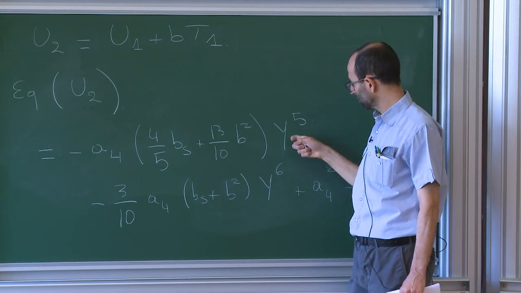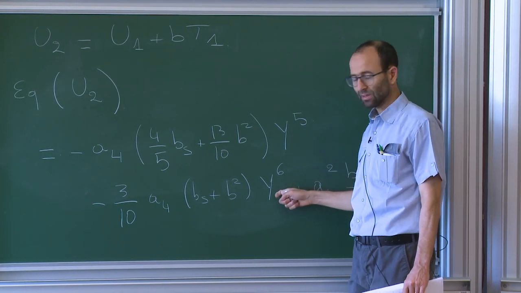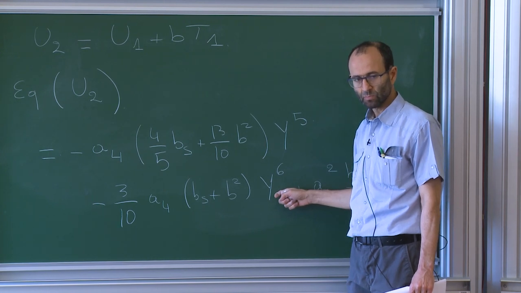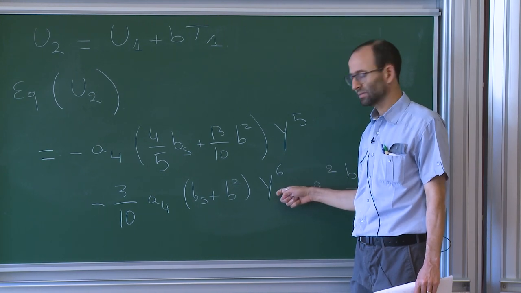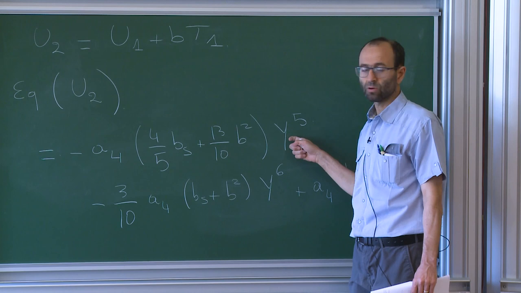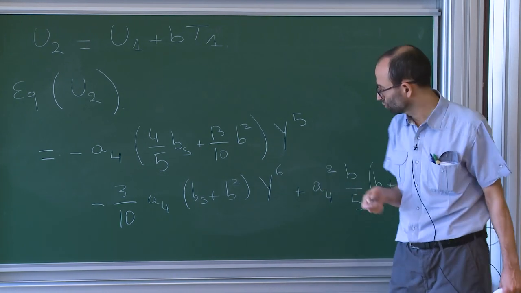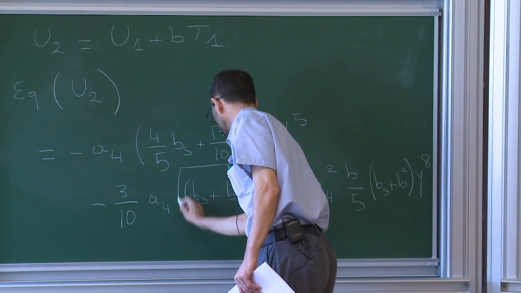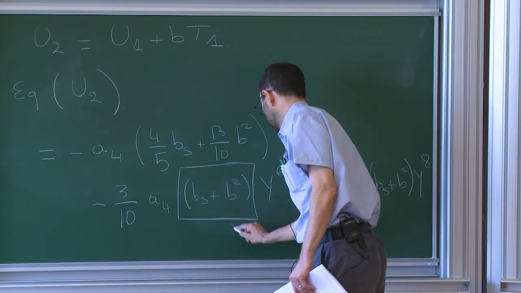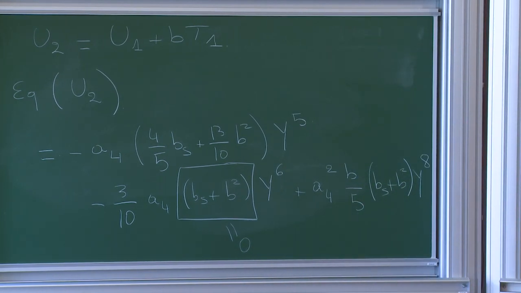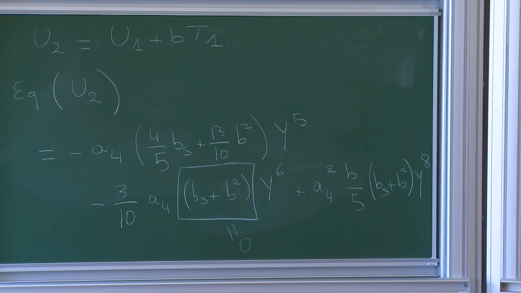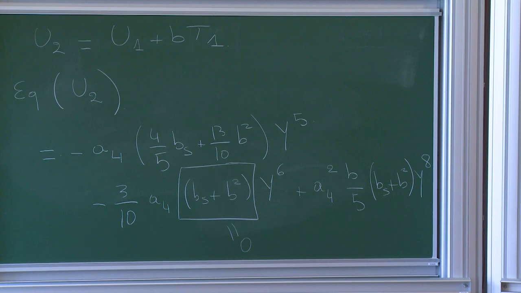Now, this one grows like y to the 5, and this one grows like y to the 6. And it's better to make this zero, because then this growth will be weaker. So that's how you choose your B. You choose it so that BS plus B2 is zero, at least when you are constructing your approximate solution. Afterwards, it will not be exactly zero, but it will be lower order terms.